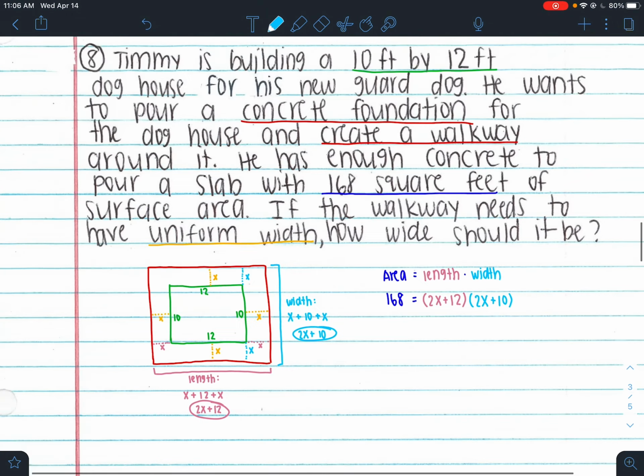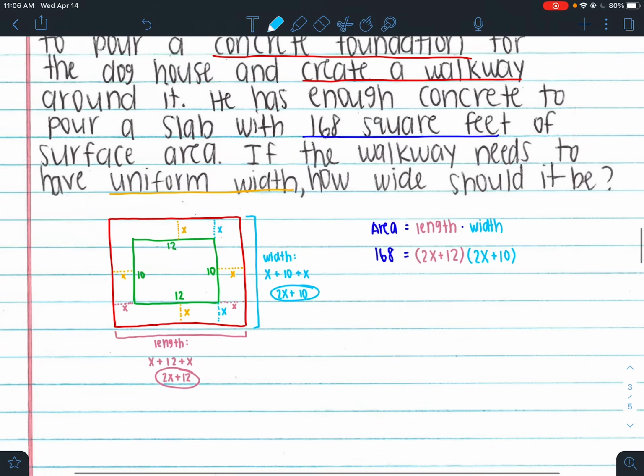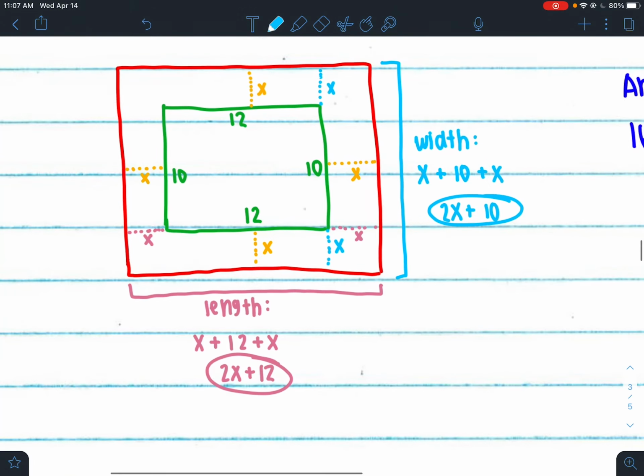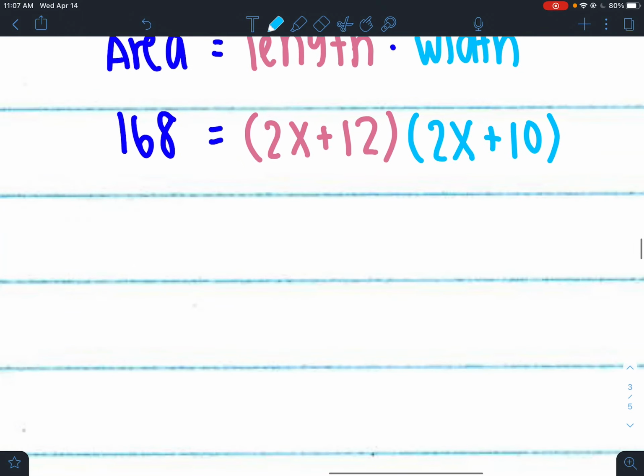Basically, just setting this up, we have a doghouse. We're trying to create a slab for the entire thing, which is what the red rectangle symbolizes. And then we found the dimensions of the length and the width by adding up the pieces that we know and the pieces we don't know. So the length is 2x plus 12, the width is 2x plus 10. Now from here, we know we have to solve by factoring. In order to solve by factoring, I need everything in standard form, and I also need one side to equal 0. Right now, nothing's in standard form.